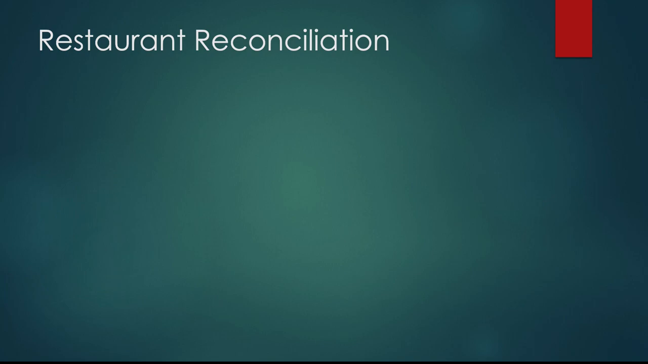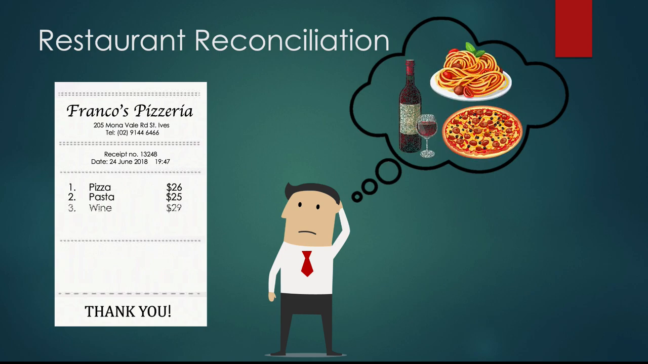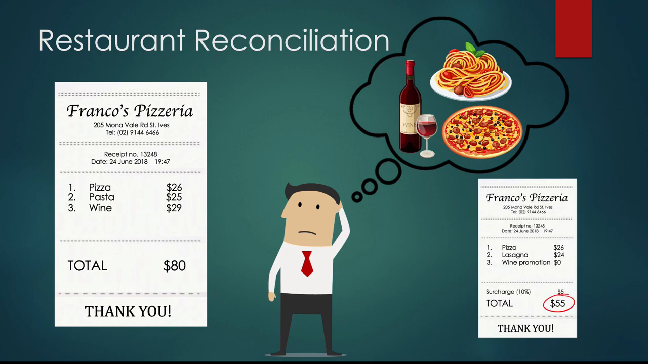Whether you realize it or not, you've probably applied the basic principles of the bank reconciliation in many aspects of your daily routine. For example, let's say that after work you go to a nice Italian restaurant, you order a pizza, pasta, and a bottle of wine. You expect the total to be $80, but when you get the bill, the total says $55. To clarify this discrepancy, you would probably follow a process similar to this.